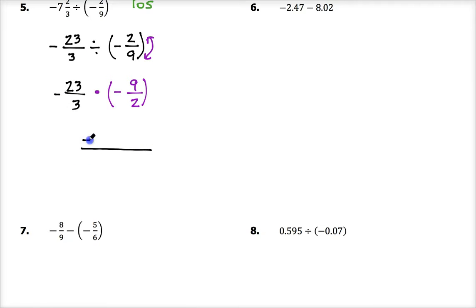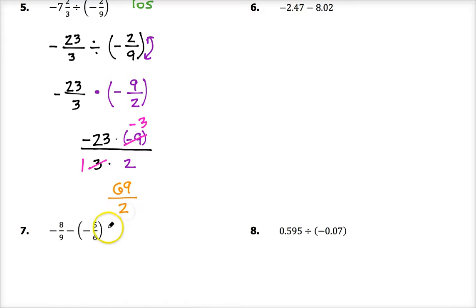So now we multiply straight across. Our numerators are negative 23 times negative 9. Our denominators are 3 times 2. I can cancel my 3 and my 9 by dividing both by 3, so I'll do that. I'm left with a 1 and a negative 3 here. So now in the numerator I have negative 23 times negative 3. That's going to give me positive 69. And in the denominator, 1 times 2 is 2.